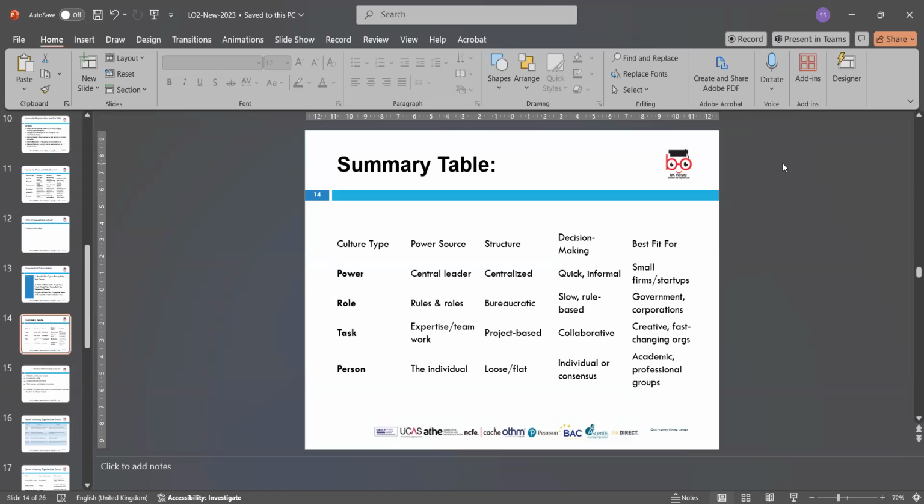When you talk about the person, it is the individual, maybe a sole proprietorship. So the structure is a loose or flat structure, with individual or consensus decisions. Sometimes individuals make the decision, or sometimes they take opinions from their colleagues and subordinates also. Academic professional groups are best suited to such an organization. So when we talk about the person, it is more suitable for individual organizations.